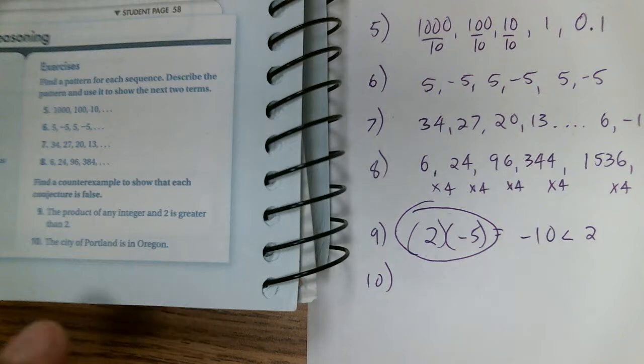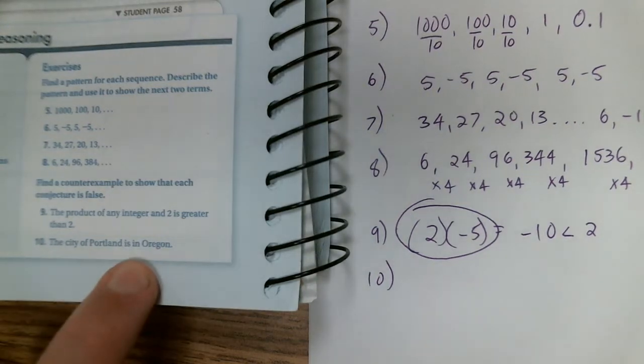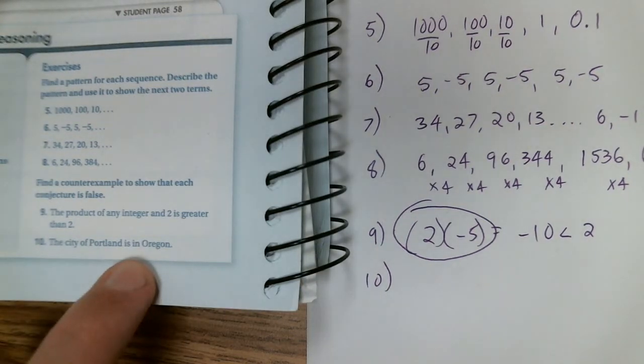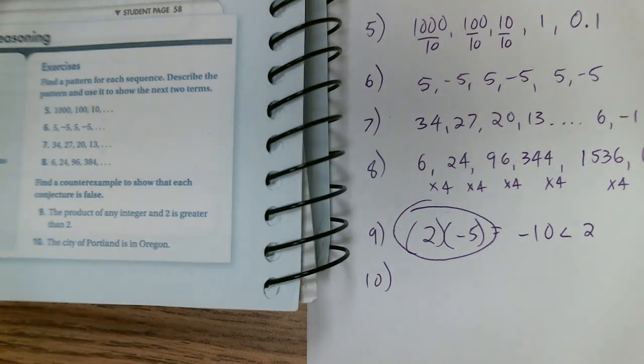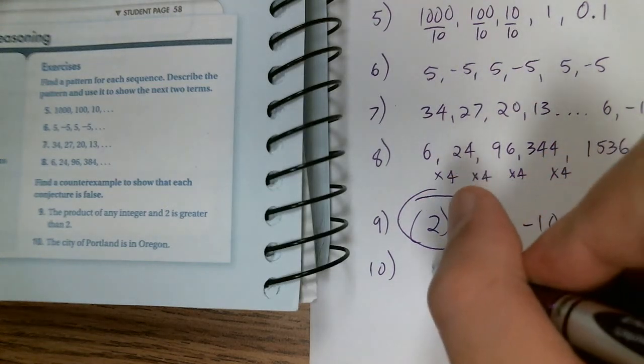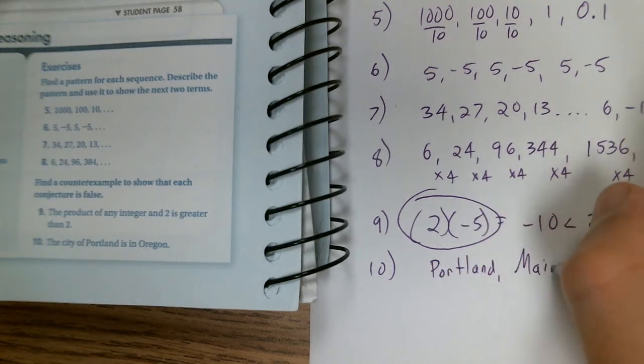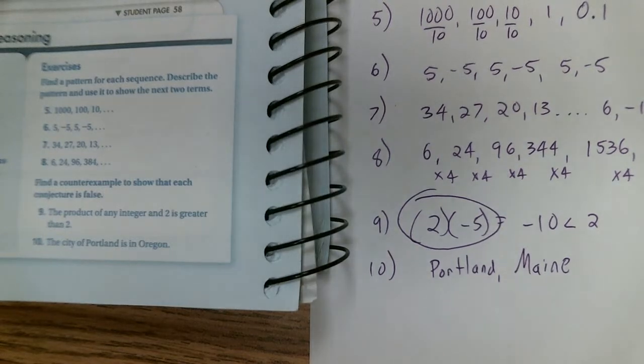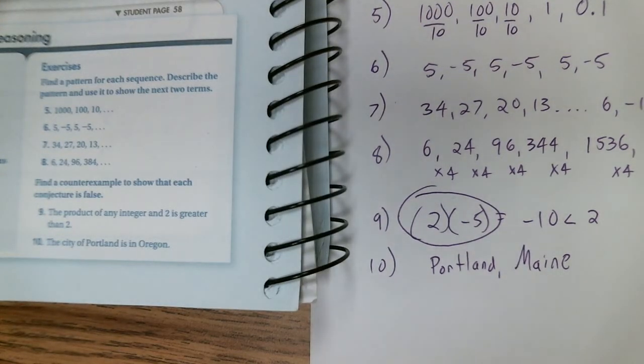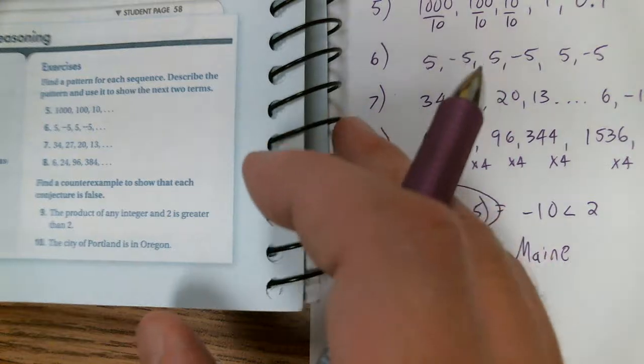Number 10, the city of Portland is in Oregon. So this is a little tricky if maybe you're trying to think of what's a city named Portland that's not in Oregon. Well, this one you might have to Google. If I type in the city of Portland into Google, then hopefully what you'll find in your research is there is a Portland, Maine. There are 2 Portlands in the U.S. So that would be a counterexample. It says, whoa, whoa, whoa, I got another Portland that's not in Oregon.